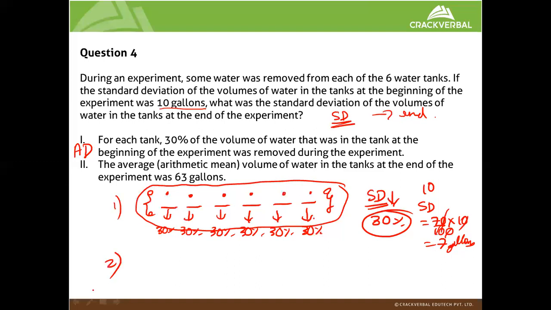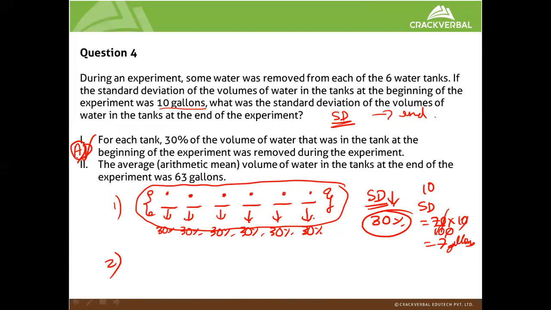The second statement tells me the average volume of water in the tanks at the end of the experiment was 63 gallons. Now think about this. What does standard deviation depend upon? Standard deviation depends upon two things. It depends upon the deviations from the mean, and it also depends upon the number of elements. Now clearly we have the number of elements here. It's 6. But here I have only the mean. In the second statement, I just have the mean given to me. I don't have the individual values of all the other elements in that set. So I can't find out the deviations in that set. So clearly the second statement is insufficient. The answer here is alpha.